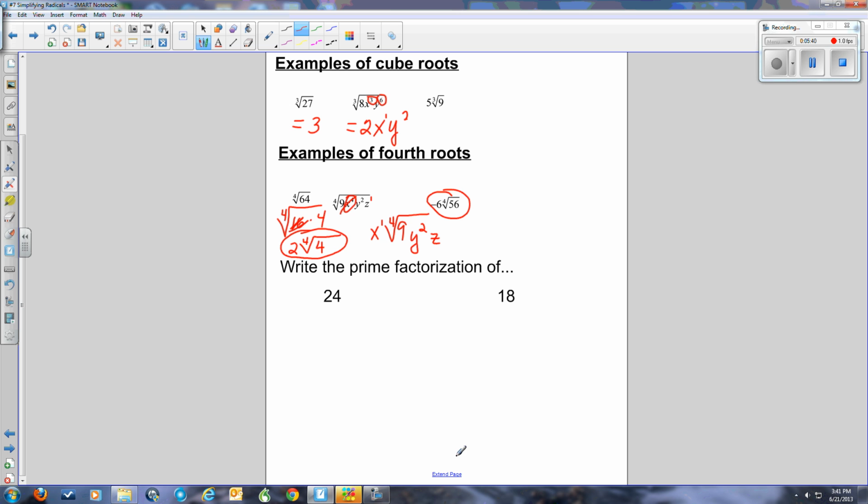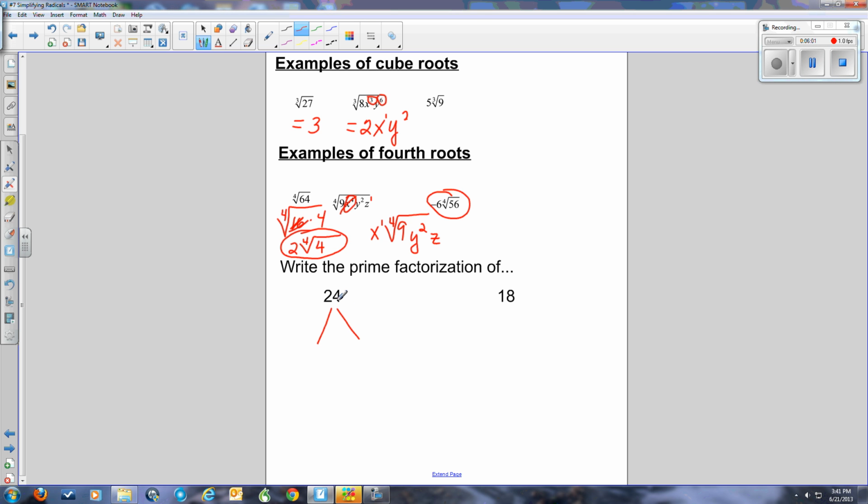Prime factorization. We want to write the prime factorization of these numbers. Prime factorization means you're going to break everything down into prime numbers. Prime numbers are numbers that can be divided only by 1 and itself. So basically we're going to make a factor tree here.